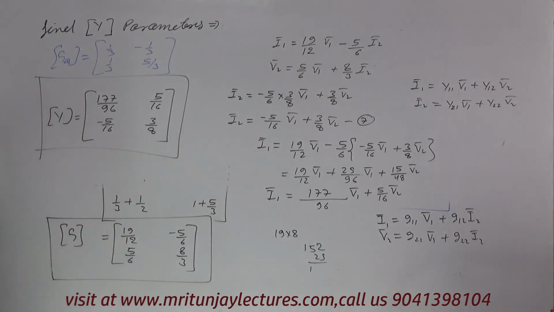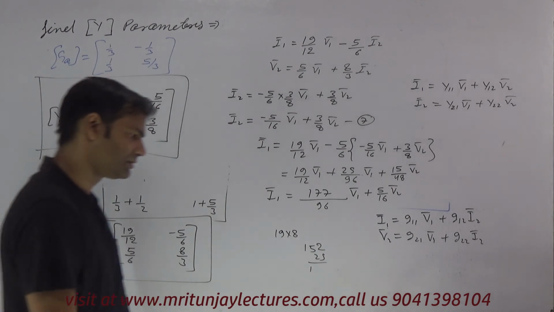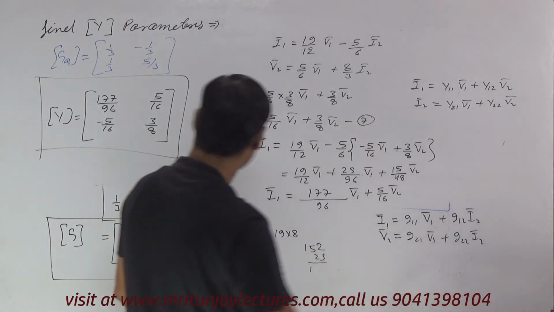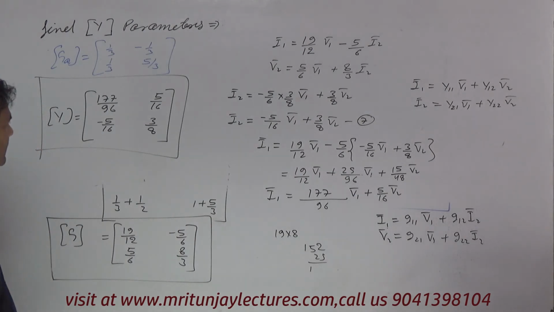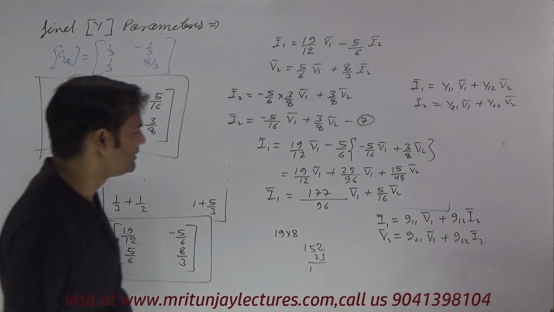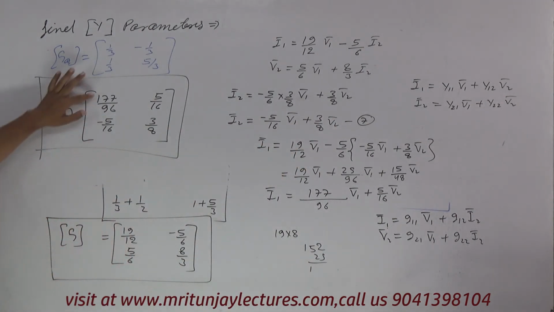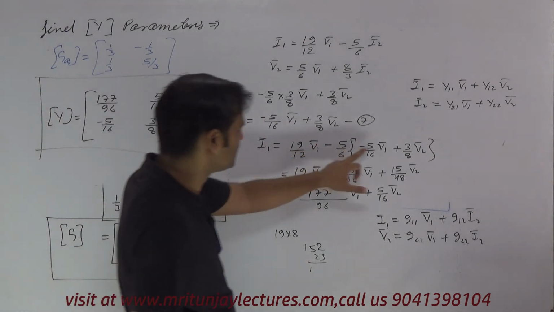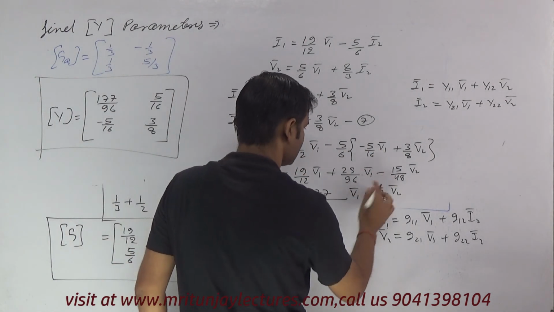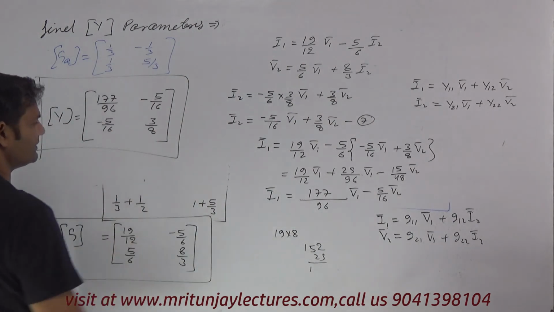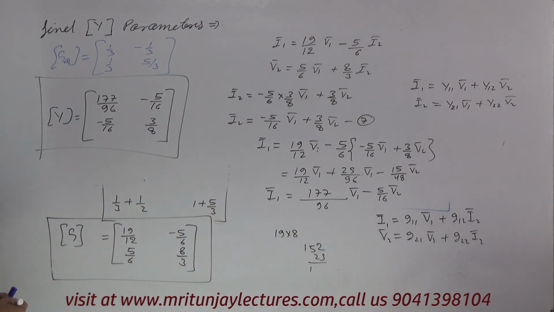Very simple. I1 corresponds to V1, V2, 177 by 96, and here minus and here minus, so here minus. So finally the answer is correct. Our motto was to determine the Y parameter. The Y parameter is like this.